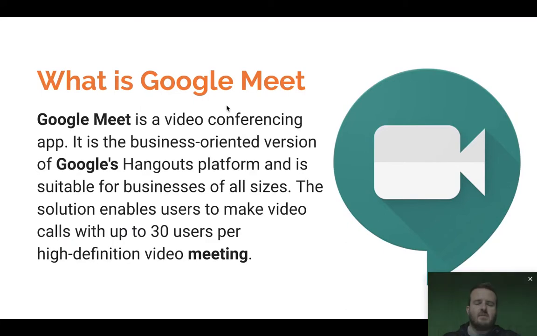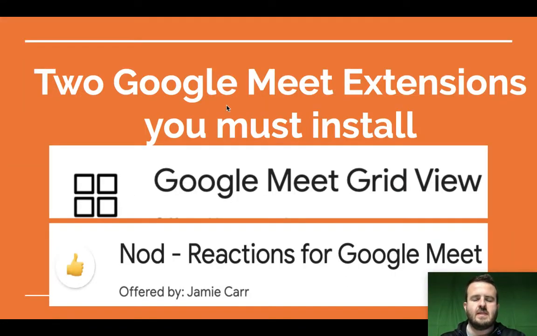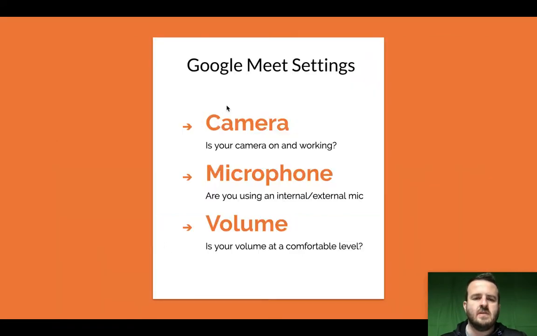So we've already talked about the two extensions that you would want to add. So we'll just go down to that next slide. Obviously, Google Meet and Nod Reactions. Let's talk about some of the settings that you'll have in Google Meet. So the three things that you want to be worried about are your camera, your microphone, and your volume.